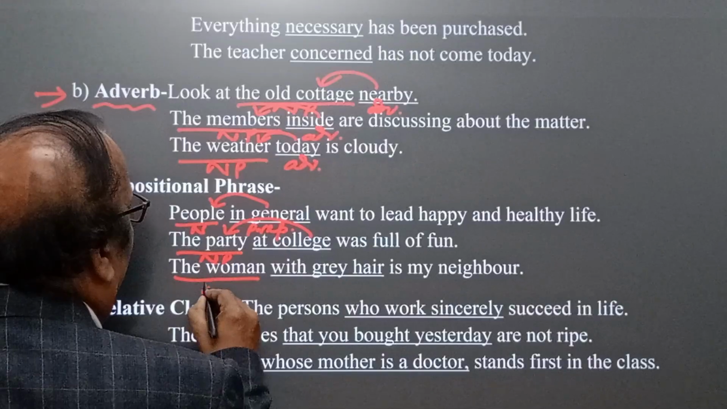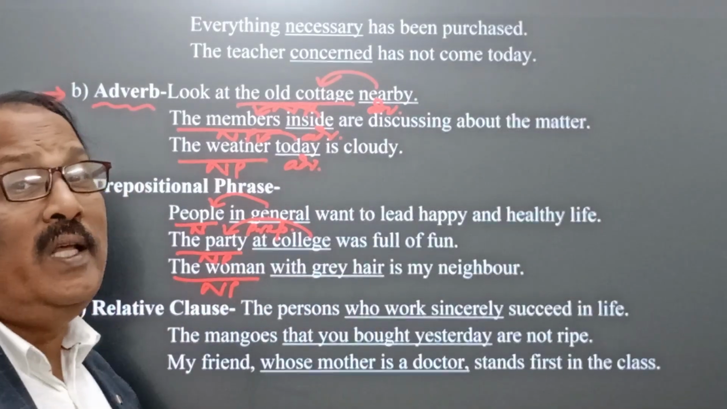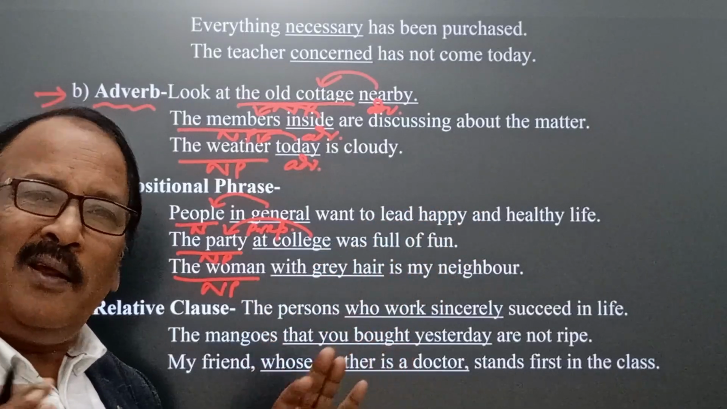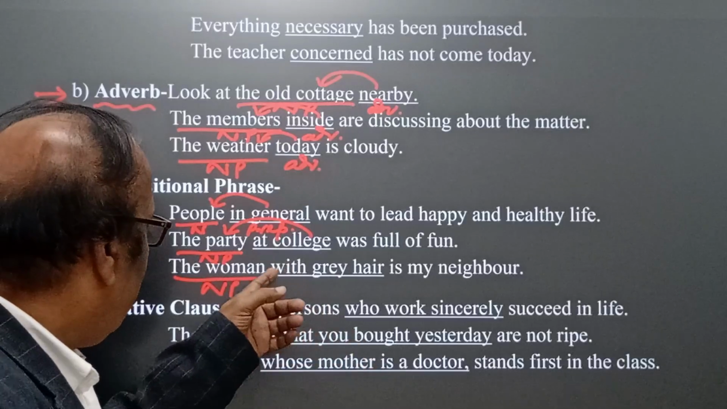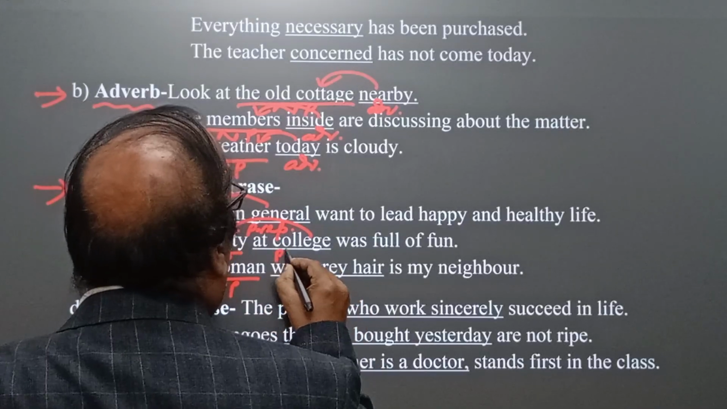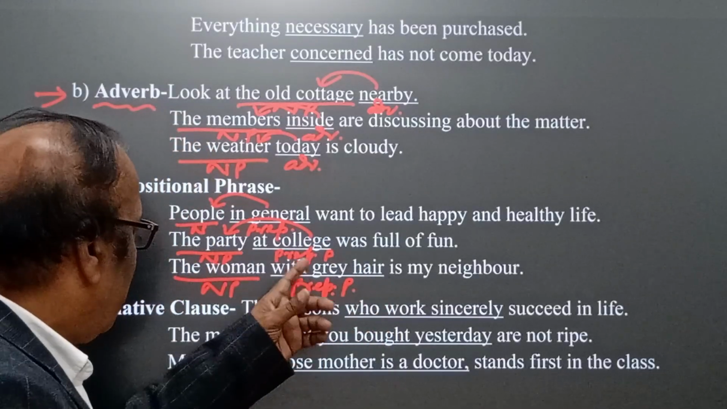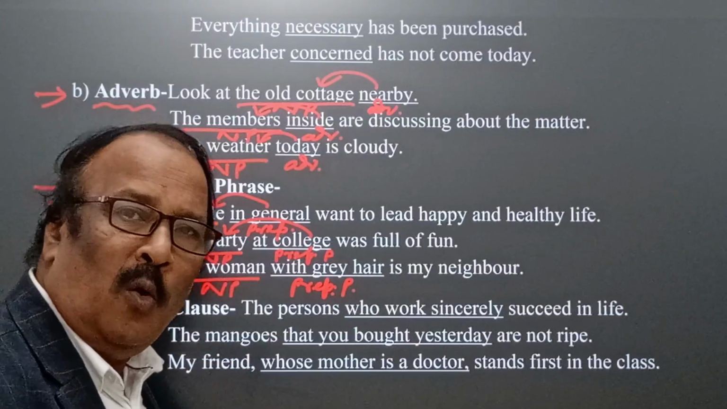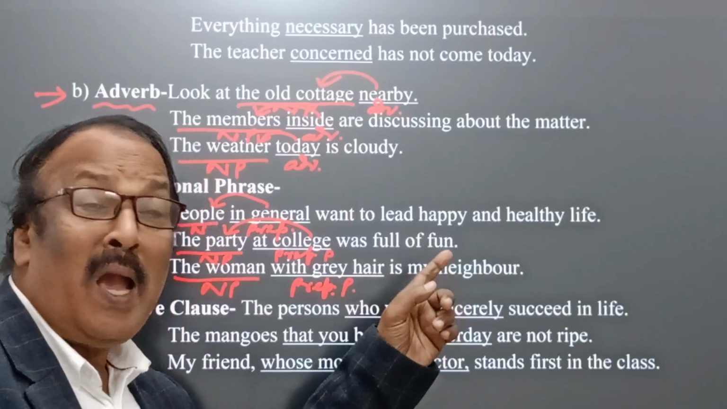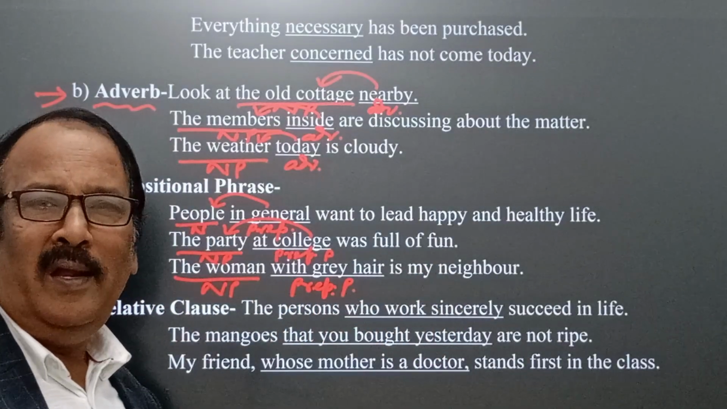The old man, noun phrase, with grey hair. With grey hair, with long hair, with dark hair, whatever we may take. You see, the old man with grey hair: here we find a prepositional phrase, and this prepositional phrase qualifies the old man, remaining after it. The old man with the grey hair is my neighbor.